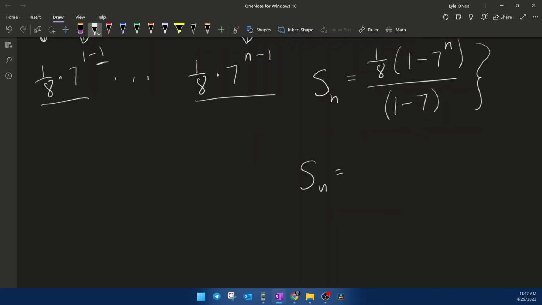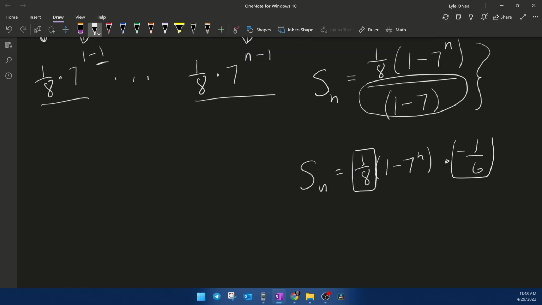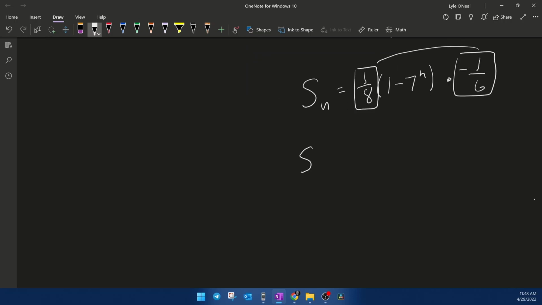All right, so we're going to start with 1/8 times 1 minus 7 to the n all over, meaning divided by, 1 minus 7, which is -6, and then I can multiply by the reciprocal. So instead of divided by -6, I can say multiply by -1/6, and then I can multiply my fractions together. And so that's going to give us S sub n equals -1 over 6 times 8, which is 48.